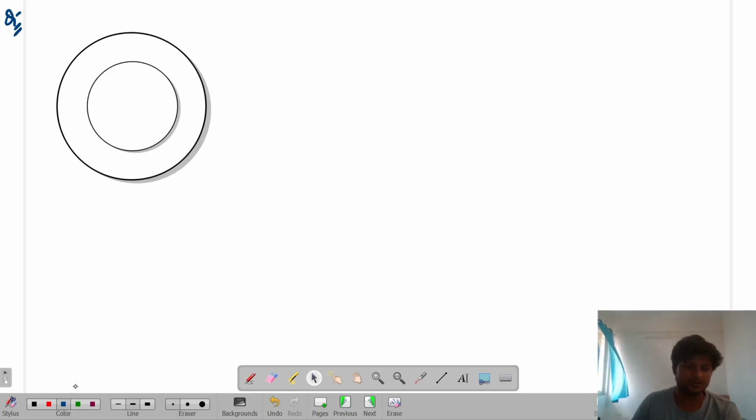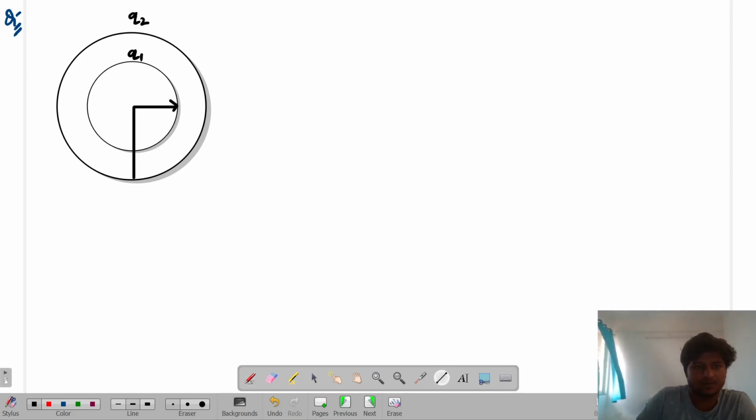Question is, let's suppose initially on this surface the charge was Q2, and on this surface the charge was Q1. This is radius R1, this is radius R2. Is that clear? It says that there is a switch which is located between the two surfaces. Is that clear?